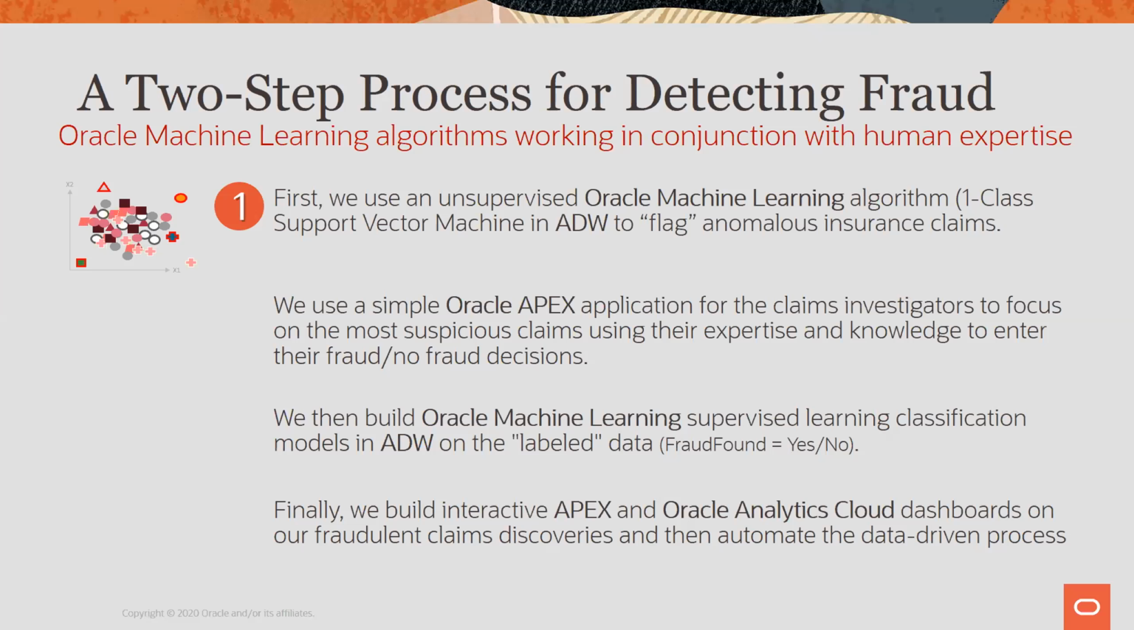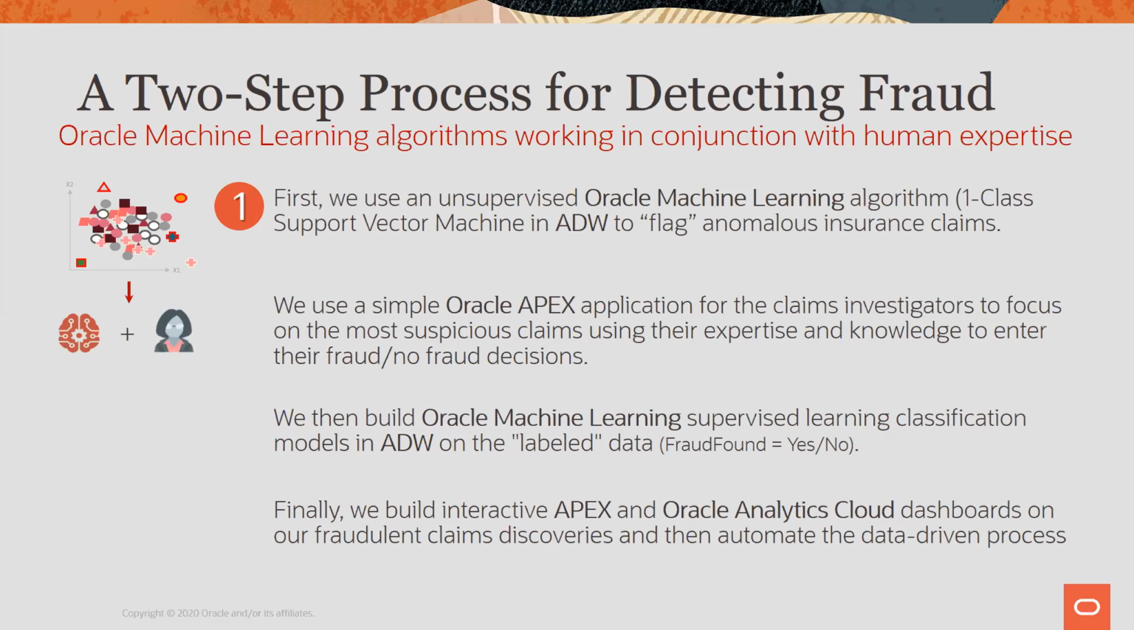Now, I said this is a two-step process because we're first going to use an unsupervised Oracle machine learning algorithm. Specifically, we're going to use something called a one-class support vector machine to flag the anomalous insurance claims. We do that by training on what we call normal records and then applying that sense of normal to a new set of data, flagging those records that are multi-dimensionally peculiar. They stand out in some way.